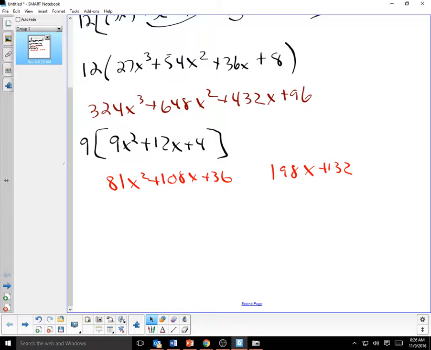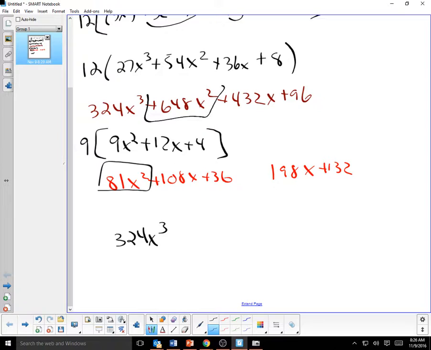Let me put some space in here. So the highest degree is 324x cubed, right? So 324x cubed. Here's a squared value, and here's a squared value. Let's add those up. 648 plus 81, 729x squared. And then we're going to add up just the x values. So 198 plus 108 plus 432. It's going to be 738x.